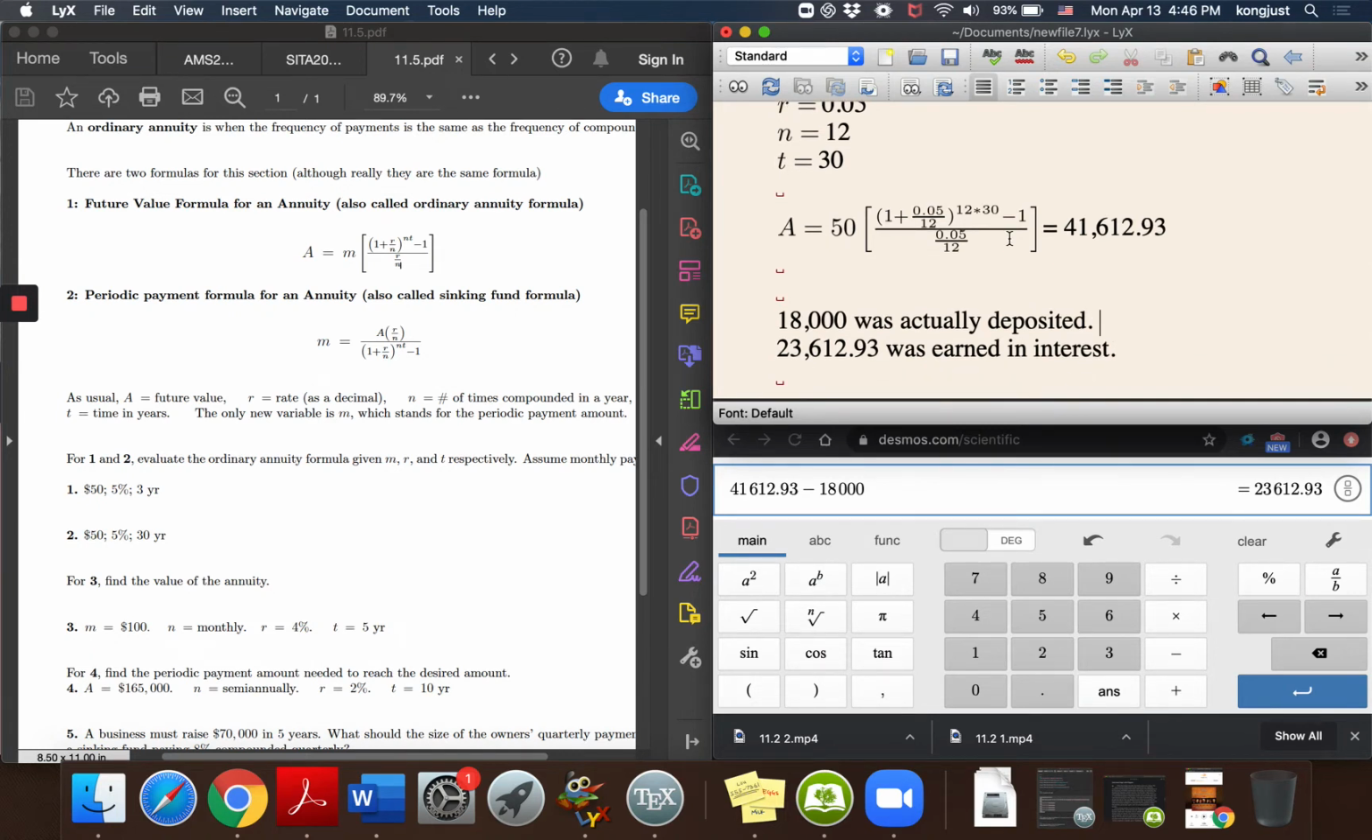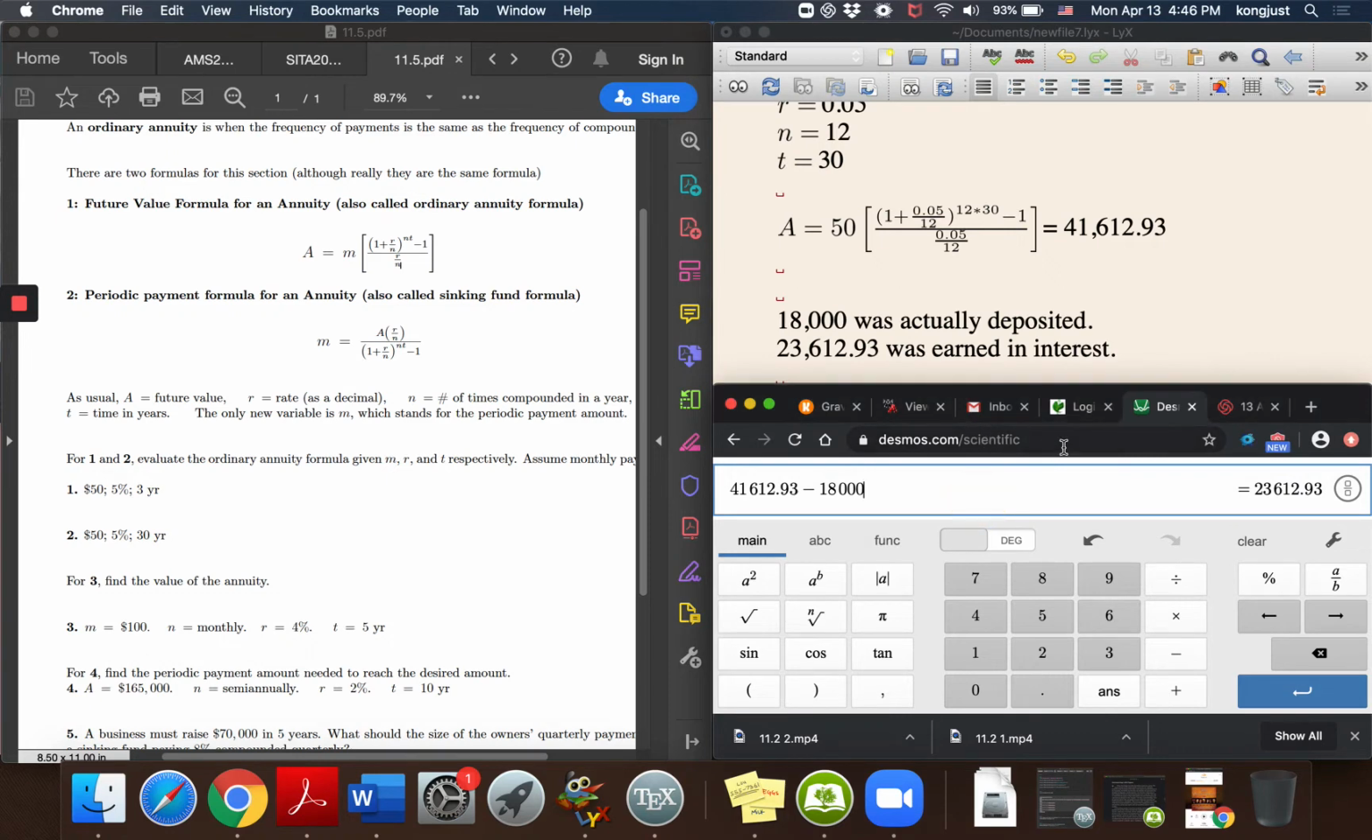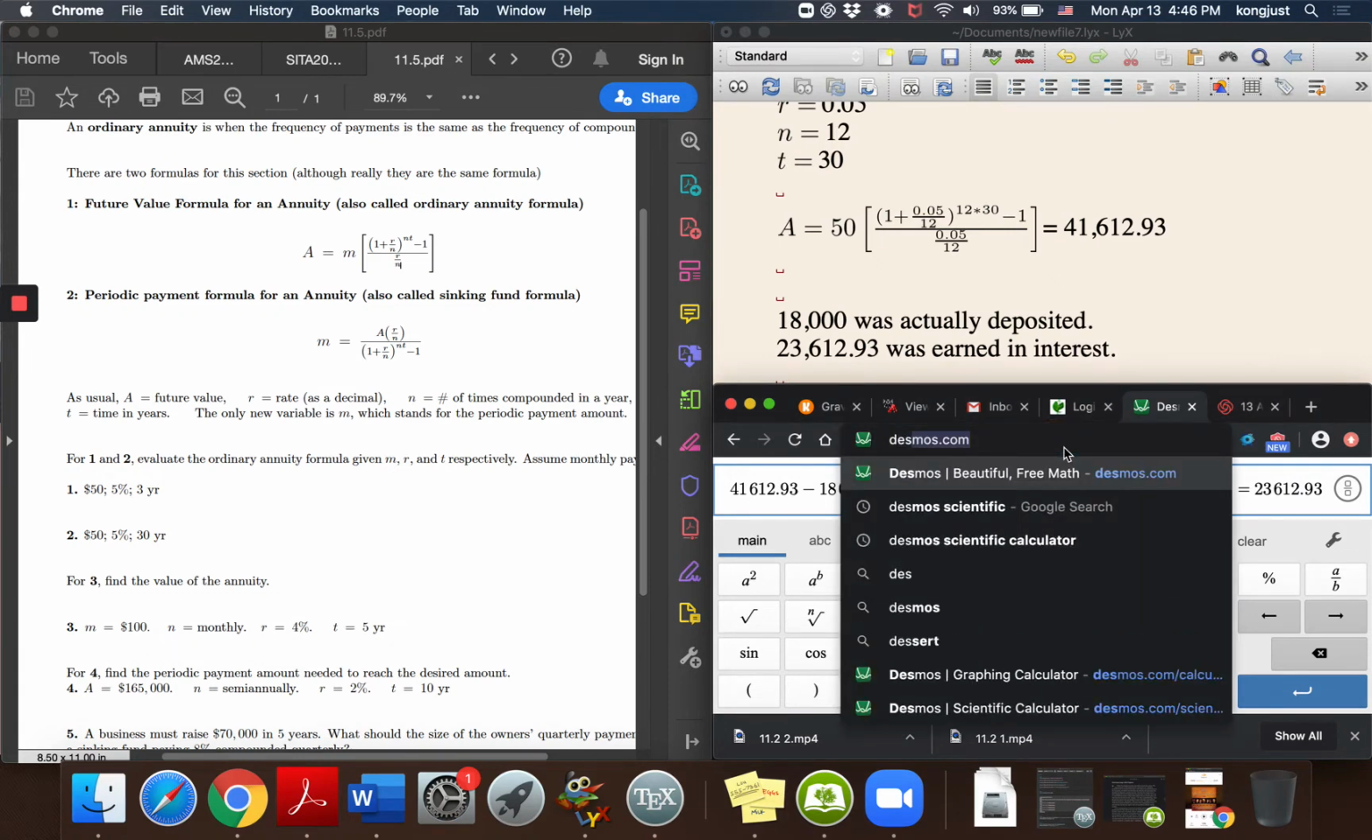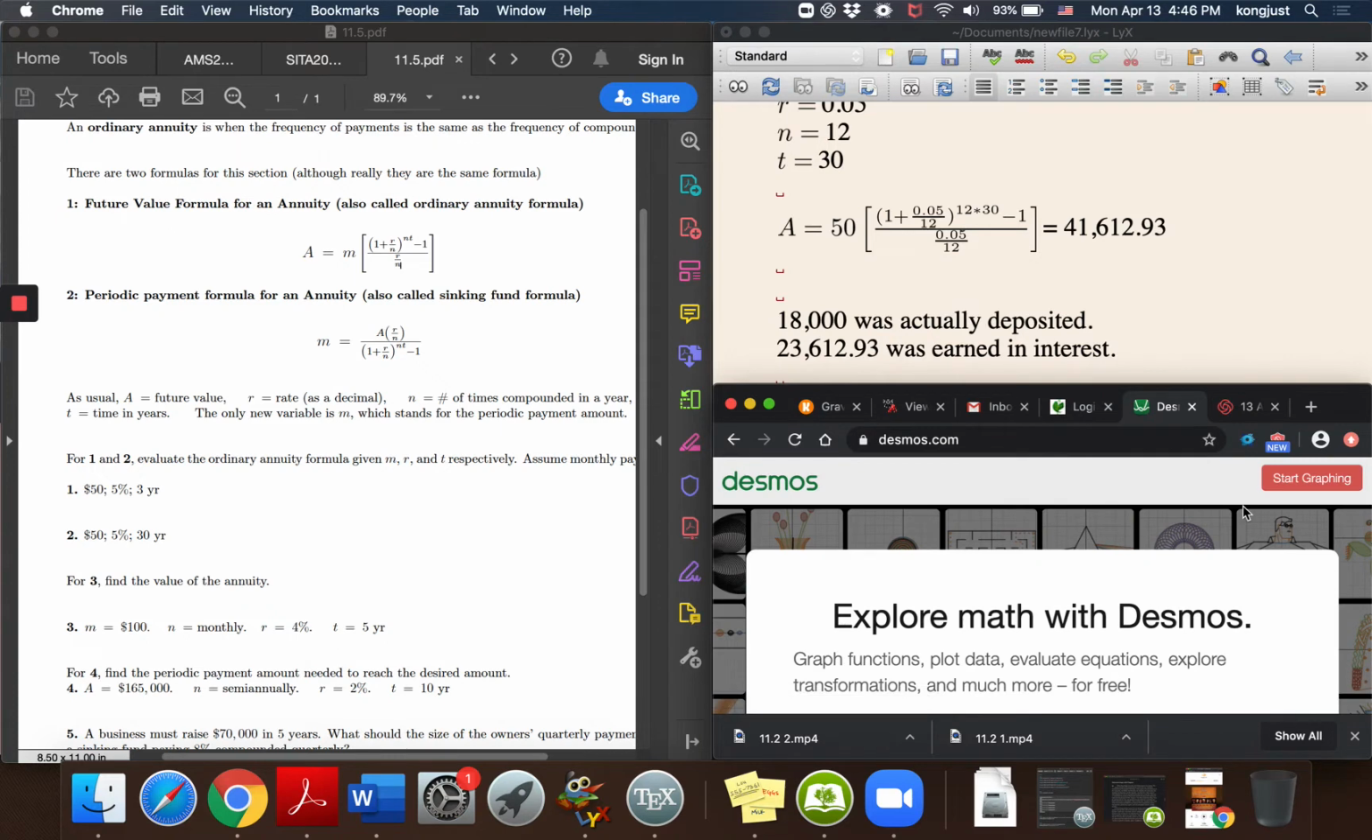Okay, that's number 2. Let's take a look at the graph. This time I'm going to go to desmos.com instead of the scientific calculator, and I'm going to click on Start Graphing.